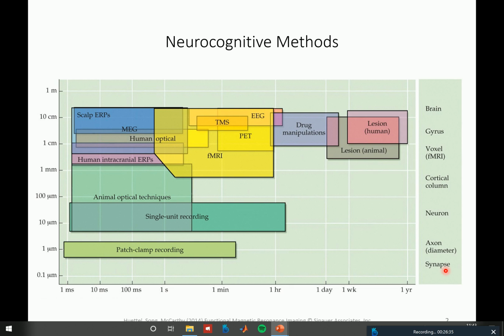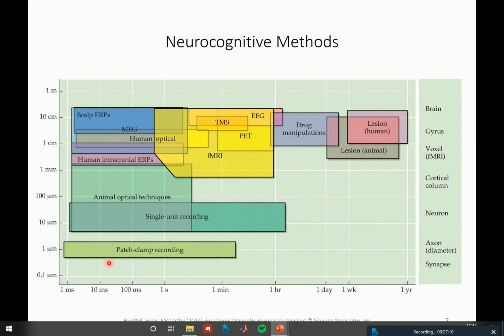So, of course, I assume that you have all seen this before, and of course, with choosing to study cognitive neuroscience, in a way, you also made a decision of where in this kind of spatio-temporal resolution space you want to work, because cognitive neuroscience is not done with patch clamp recording, usually.